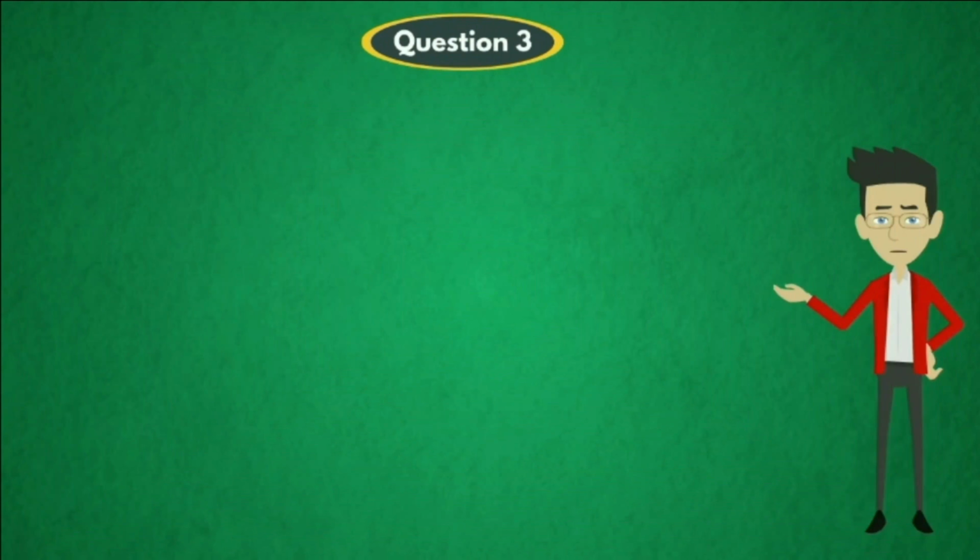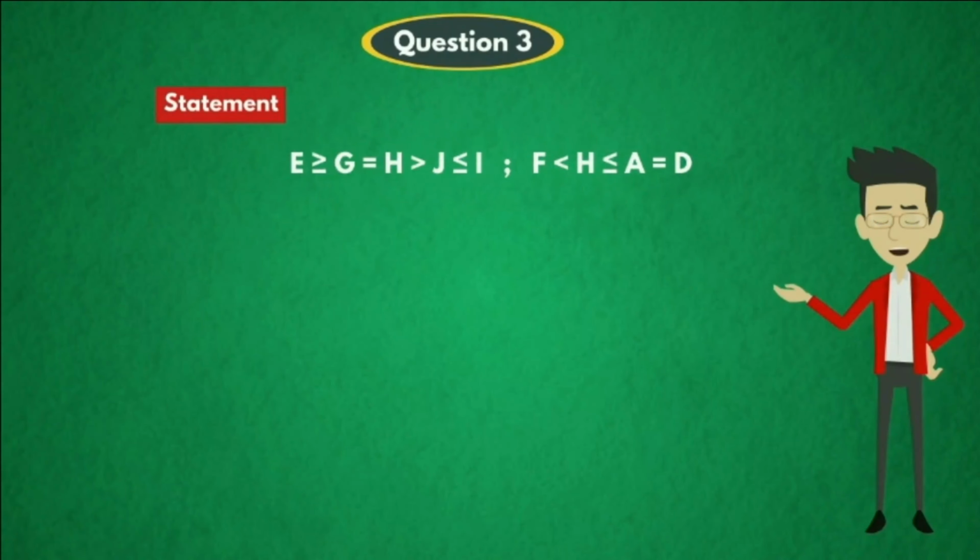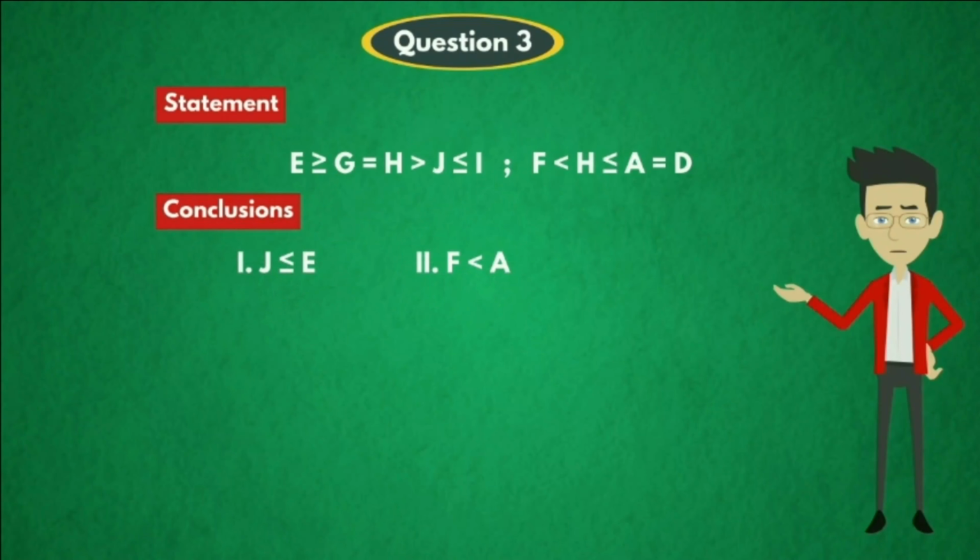Question number 3. Statement. E greater than or equal to G equal to H greater than J less than or equal to I. F less than H less than or equal to A equal to D. Conclusions. Conclusion 1. J less than or equal to E. Conclusion 2. F less than A. Conclusion 3. G less than or equal to D.